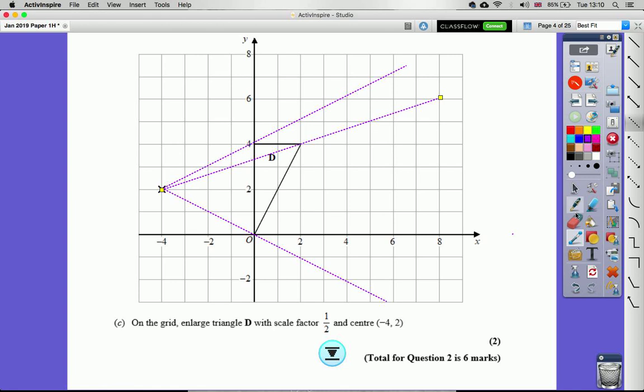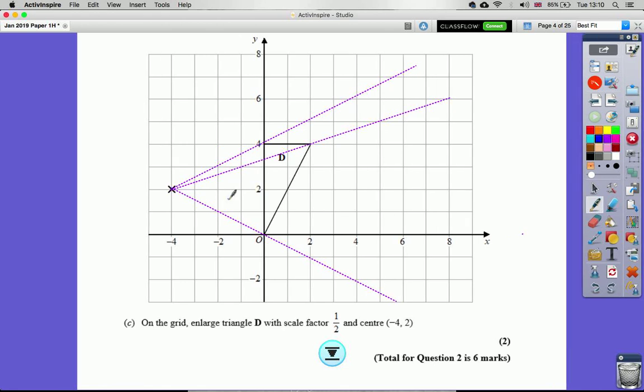Okay, so my next task is going to be identifying the new points. It's a scale factor of half. That means we measure the distance from the center to this vertex of the triangle and halve it. So you measure it with a ruler, and this is the point where the vertex of the new triangle is going to be.